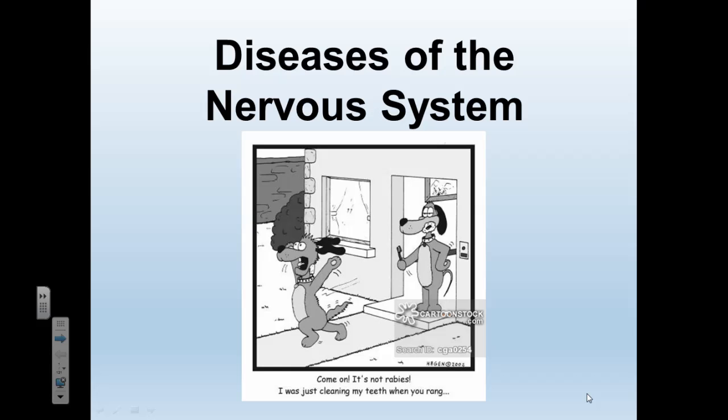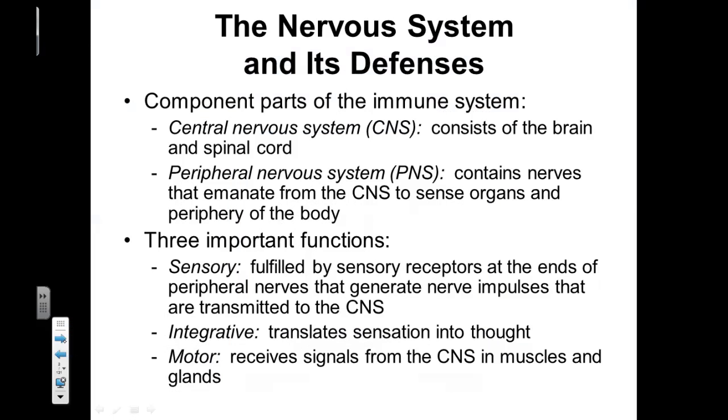Hi class, let's talk about diseases of the nervous system. This chapter is broken up into three main portions. The first portion is focusing on the normal defenses of our nervous system. Portion 2 is going to focus on the normal microbiota of the nervous system. And then the third portion, and biggest portion that makes up a little bit over half of the chapter, is going to focus on diseases of the nervous system.